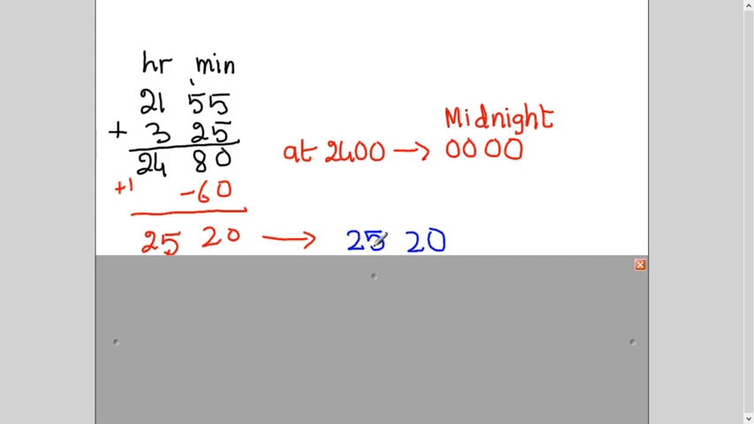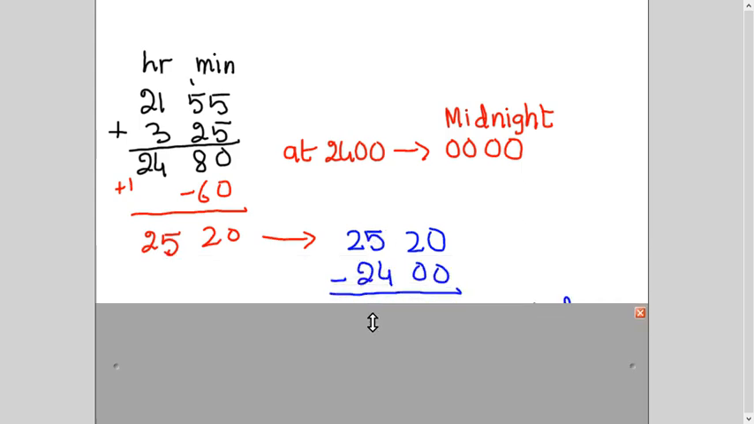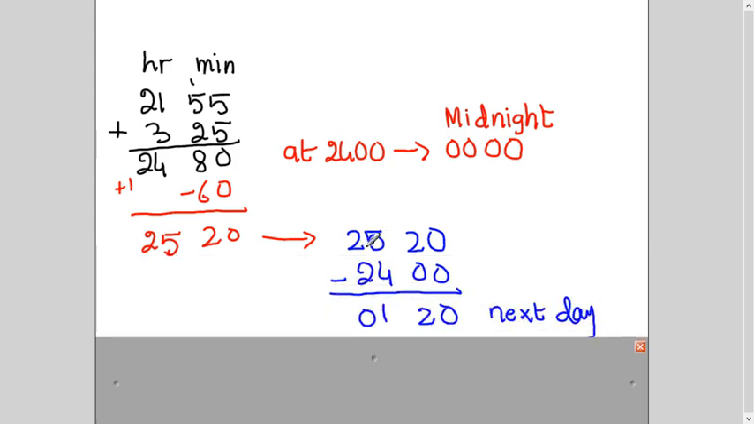So what will you do? If the film started at 21:55 and ended at 25:20, how will you change this hour into a sensible time? From 25:20, I'm subtracting 2400 because 2400 has gone and the remaining is the new timing of the next day, right? So 20 minus 0 is 20 and 25 minus 24 is 1.